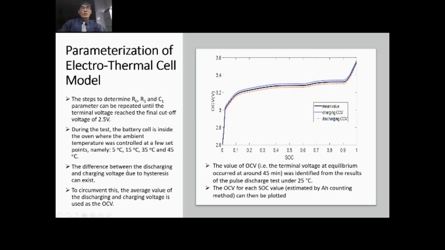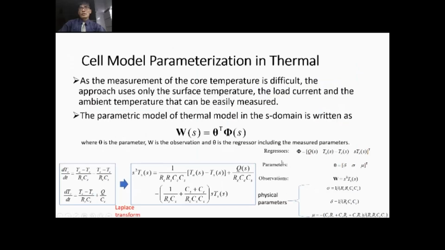But we try to remain as simple as possible, but it can always be refined. The difference between the discharging and the charging voltage due to hysteresis can really exist, because when you charge and discharge, they don't follow the same path. To circumvent this, the average value of the discharging and charging voltage is used as the OCV. The value of OCV, that is the terminal voltage at equilibrium, occurring at about 45 minutes of relaxation, was identified from the results of the pulse discharge test at 25 degrees Celsius. We can do it for some other temperatures. The OCV for each SOC value estimated by the Ah counting method can also be plotted. With that, we can plot the OCV over the SOC.